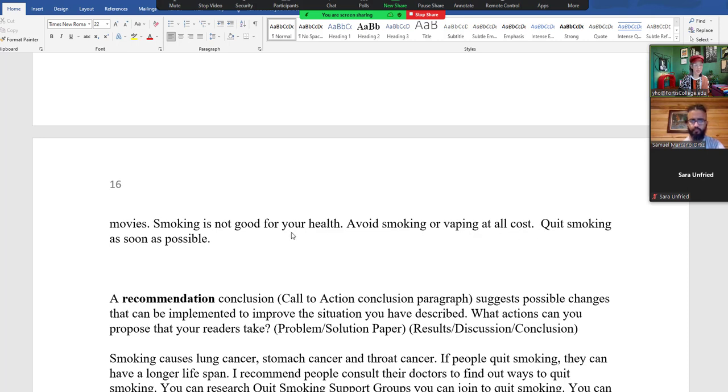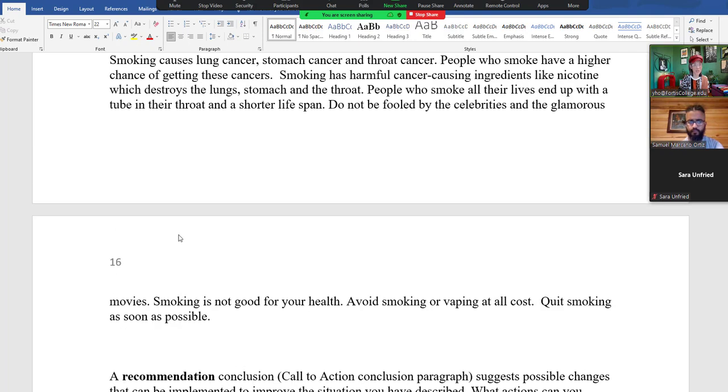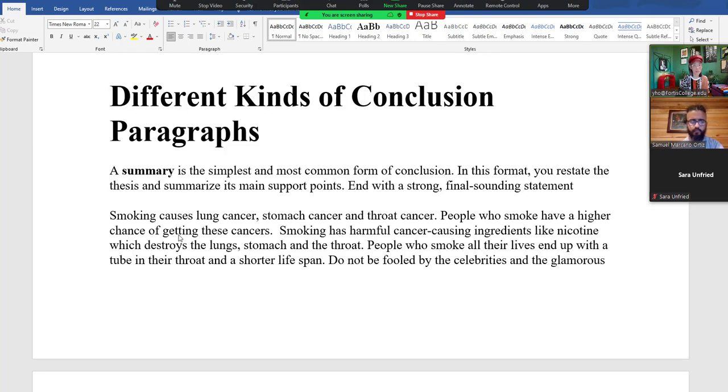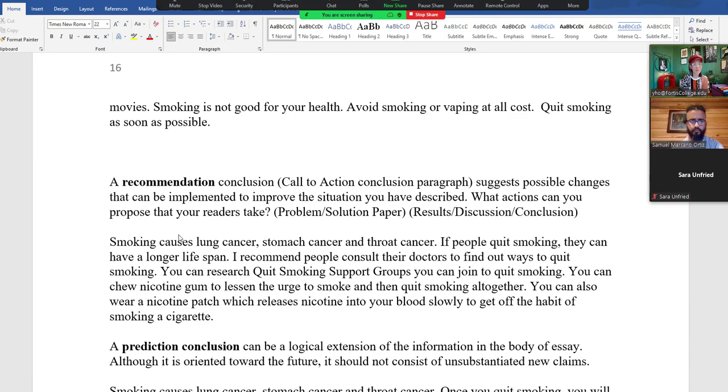Notice how I replaced your health with one's health. That's how you replace you and your with third person case. Quit smoking as soon as possible. So that is a summary conclusion paragraph. A recommendation conclusion paragraph, that's what you use in business letters.